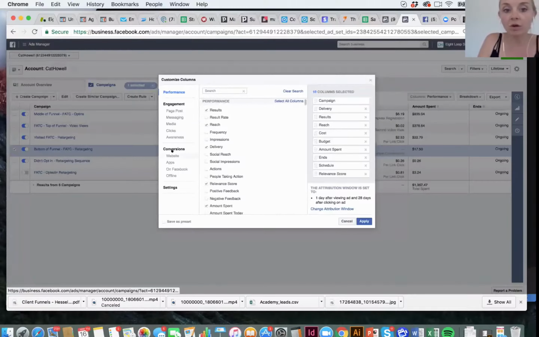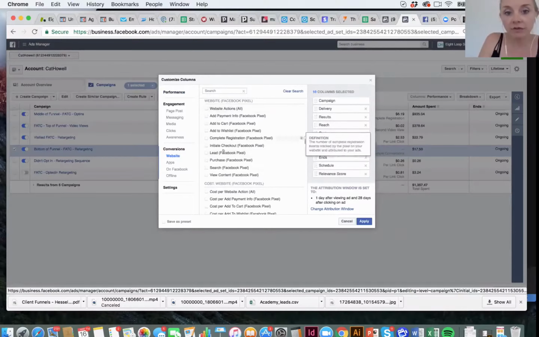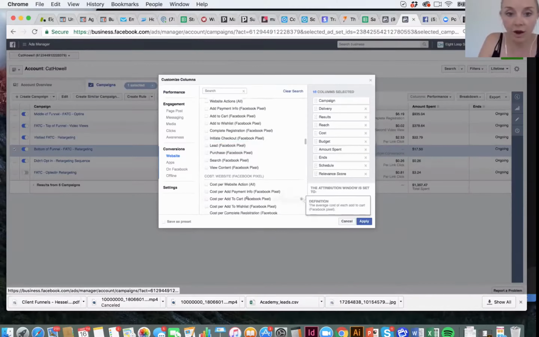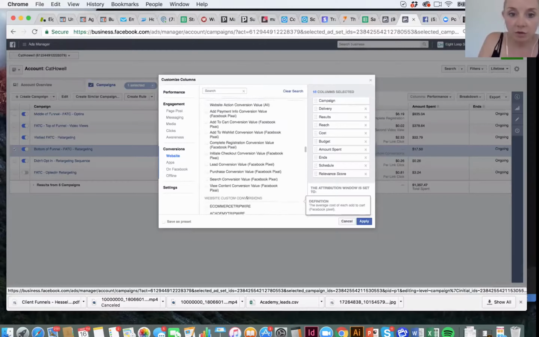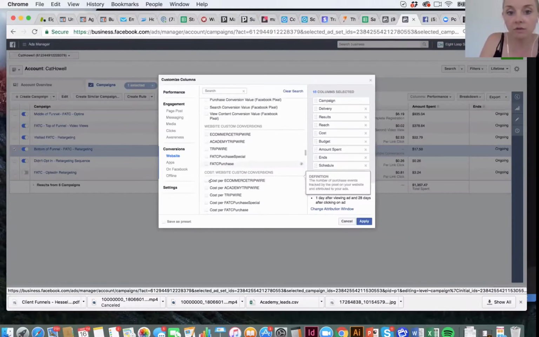And if you go under conversions in website, you'll see all your standard events are right here. So if you set up a standard event, you can bring all of these up. So you'll simply tick them. It will start adding them there, and you can move them around. And if you've got custom conversions, as we do here, you can add those as well.